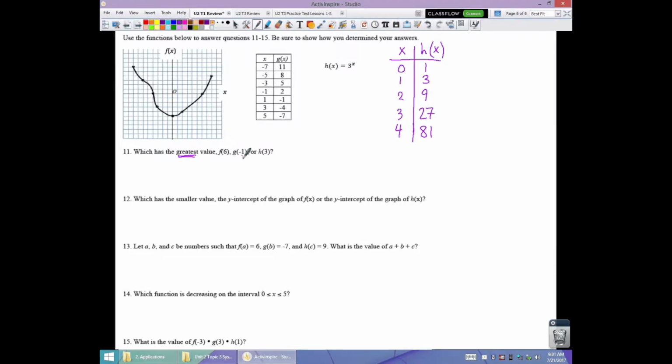F of 6, g of -1, or h of 3? That is not something you can answer by looking at one thing, looking in one place. You need to go find all three of those values.